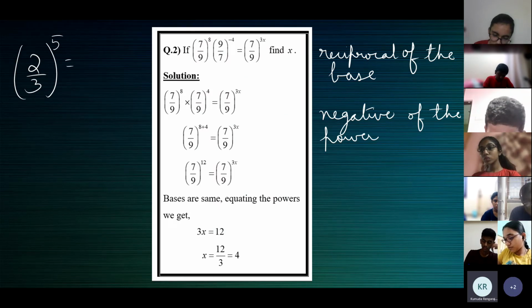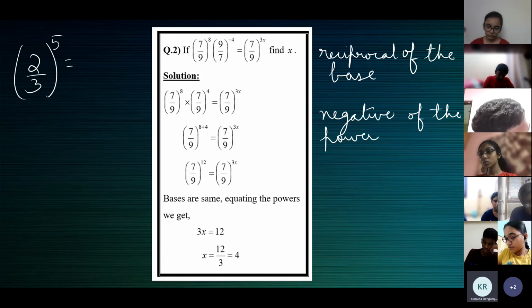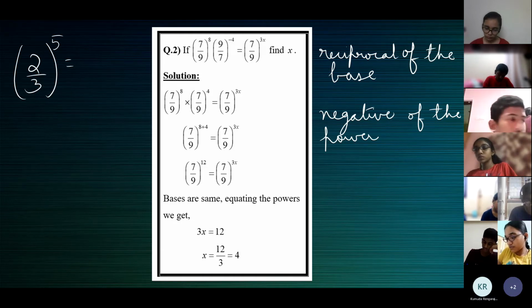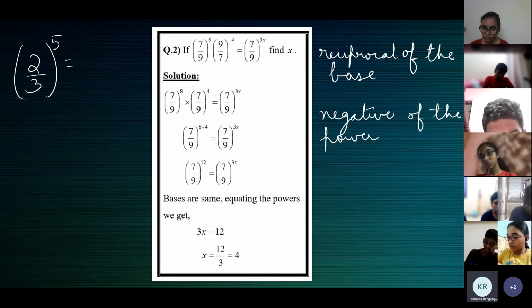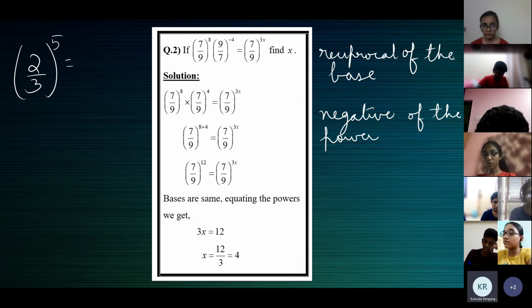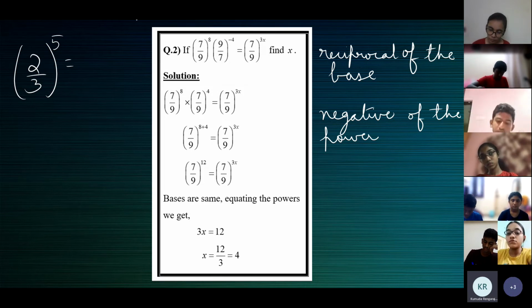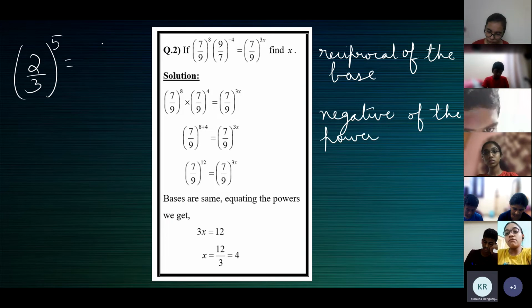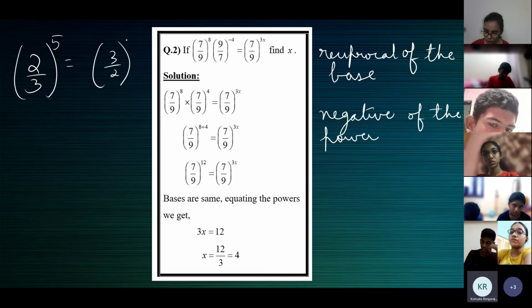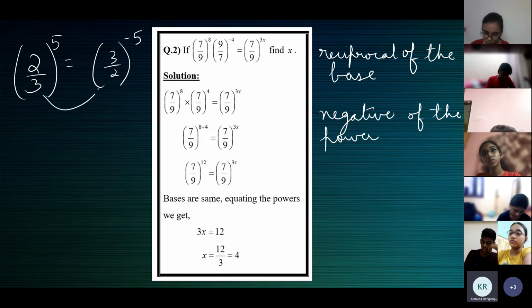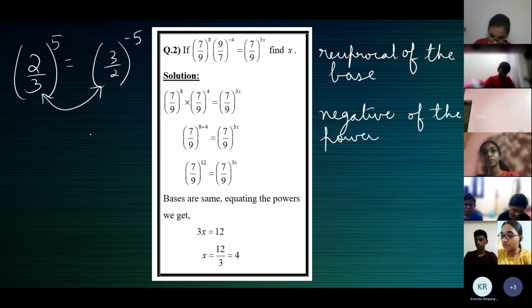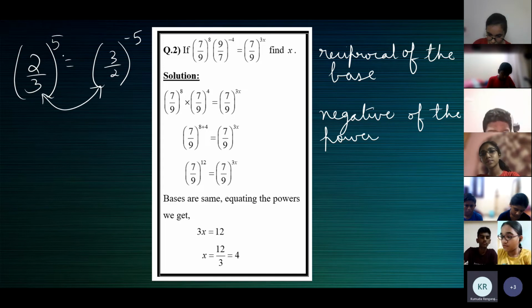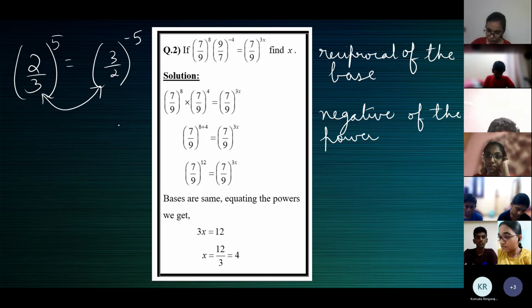These two lines you need to remember in order to write the equivalent of an exponential expression. Base and power are the two parts of an exponential expression. What should you do with the base? Reciprocal of the base. What should you do with the power? Negative of the power. So the equivalent of (2/3)^5 is, take the reciprocal of the base, 3 by 2. Write the negative of the power. 5 means minus 5. Now these two values are equal. You can write (2/3)^5 as (3/2)^(-5). Both are the same.